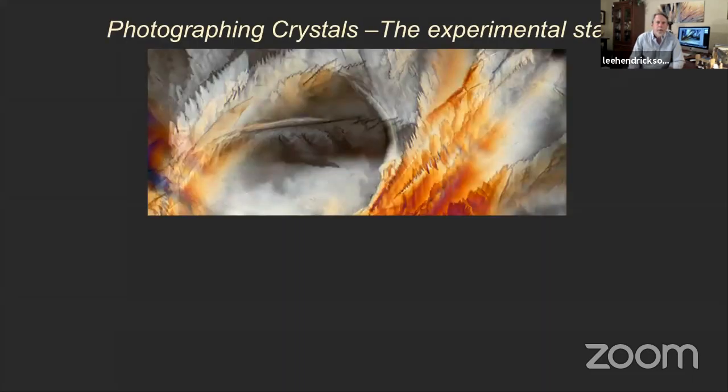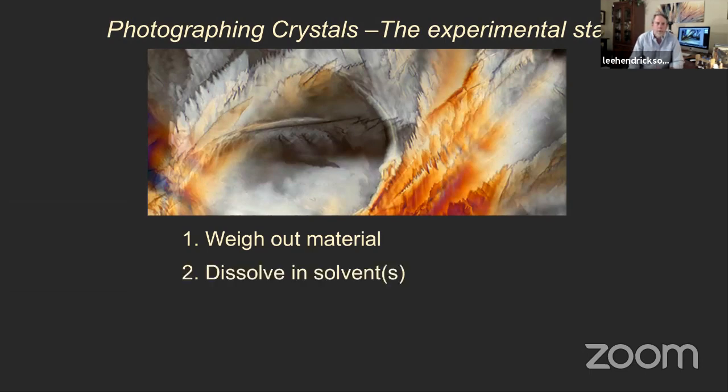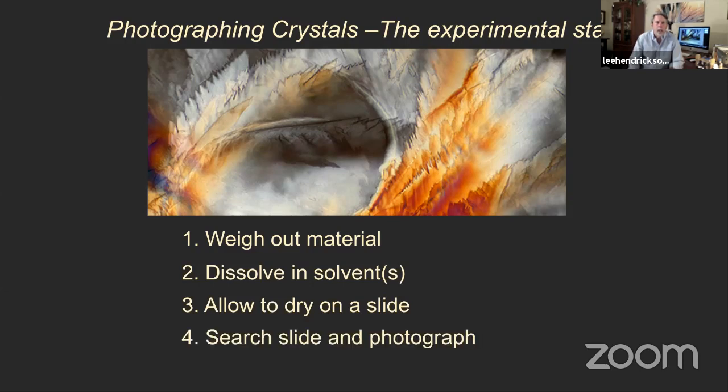So the experimental stage means basically procuring the material, weighing out a small amount, dissolving it in a solvent, and allowing it to dry on a slide. I then search that slide and photograph what I like.